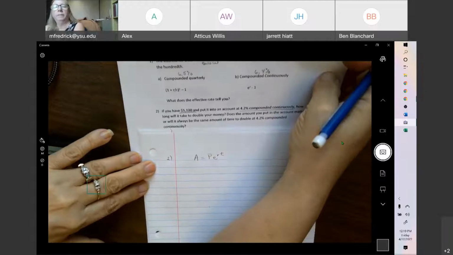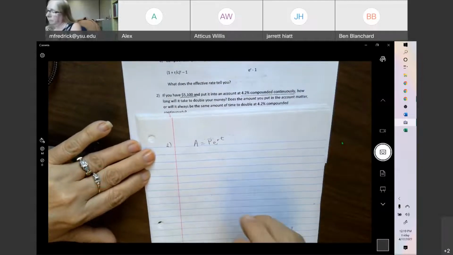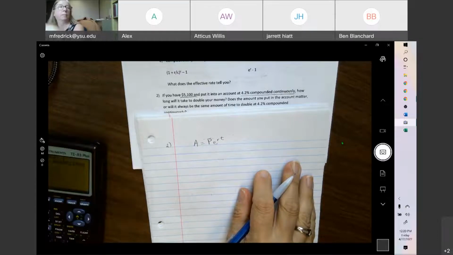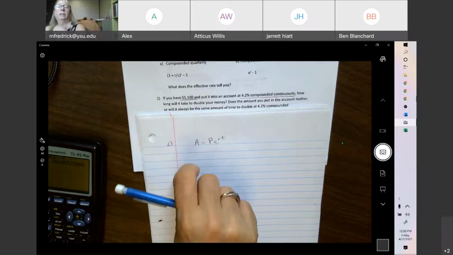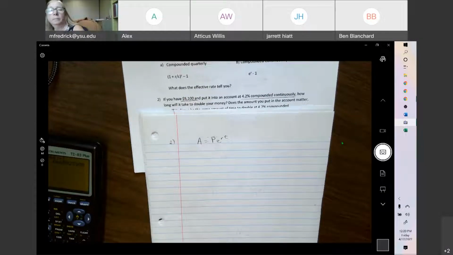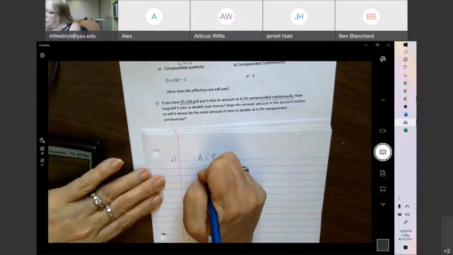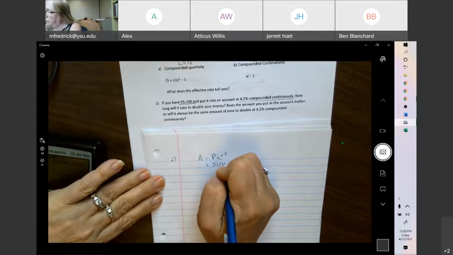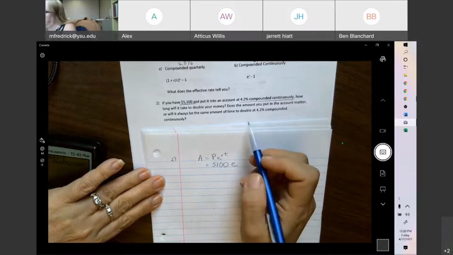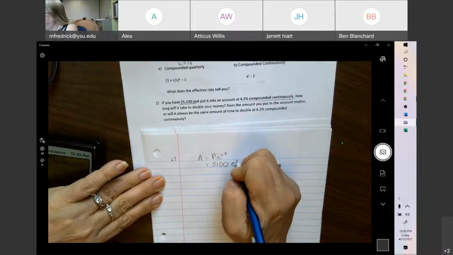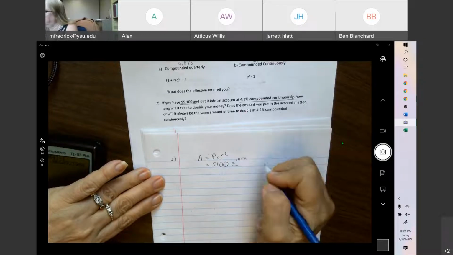So where would we plug the 5100 in? What letter do we plug 5100 in for? Yes, P. We know P is 5100. E is a function. 4.2% needs to be written as a decimal. So 0.042.